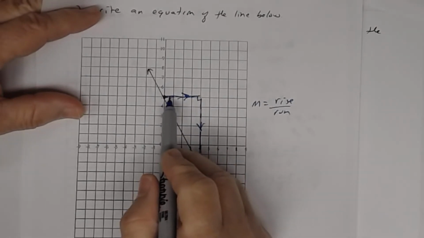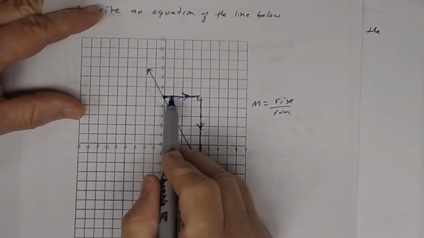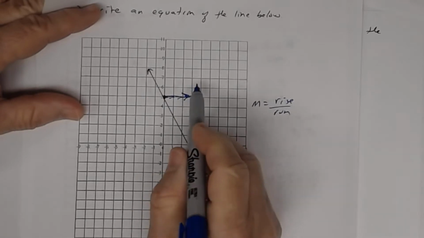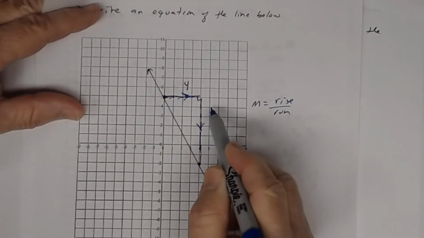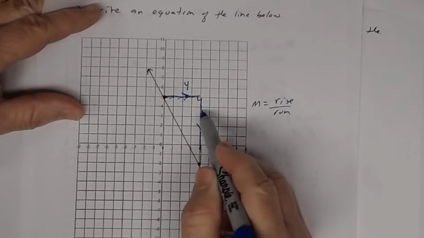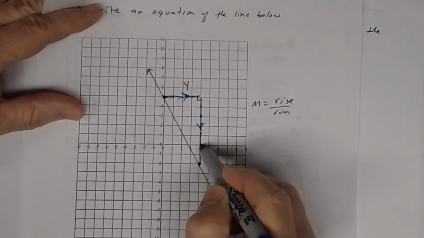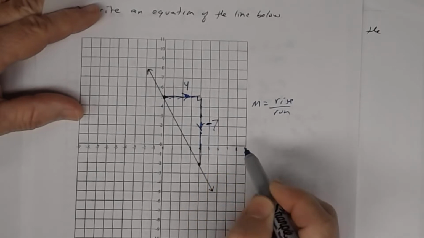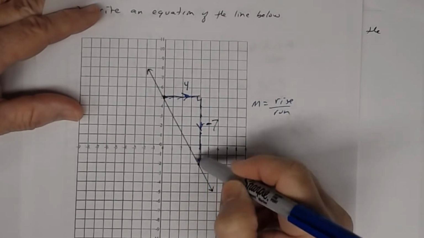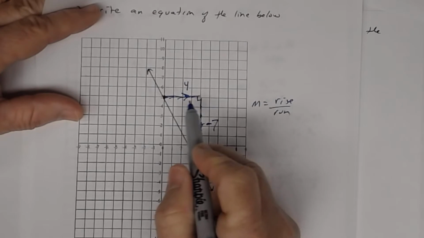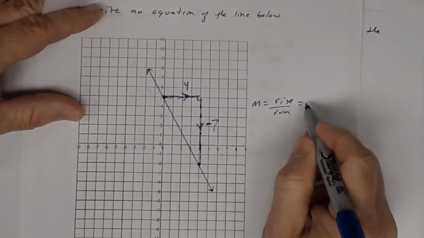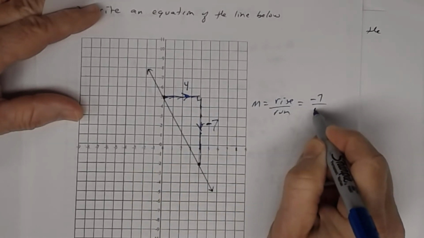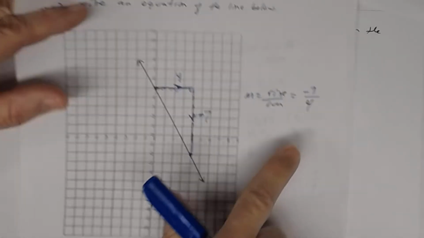So let's count the number of units I went to the right. I went from here, I went 1, 2, 3, 4. Okay? And then I went down from here, 1, 2, 3, 4, 5, 6, 7. So since I went down, I'm going to say negative 7. And so my rise is the part that's going up and down, and my run is the part that's going right, left. So my rise is a negative 7, and my run is a positive 4. So notice the slope, negative 7/4.